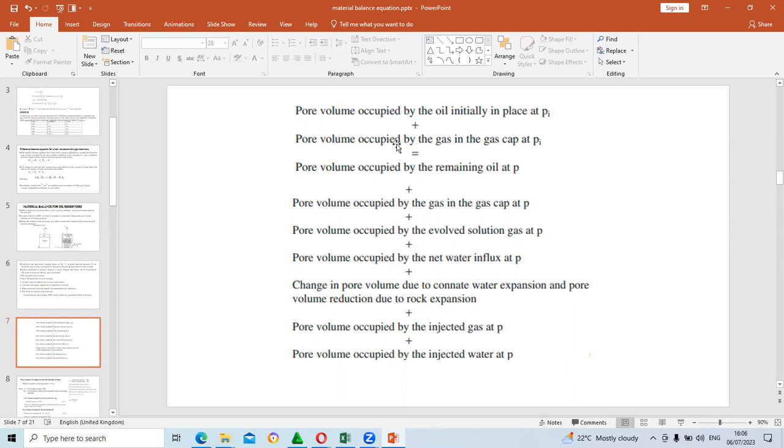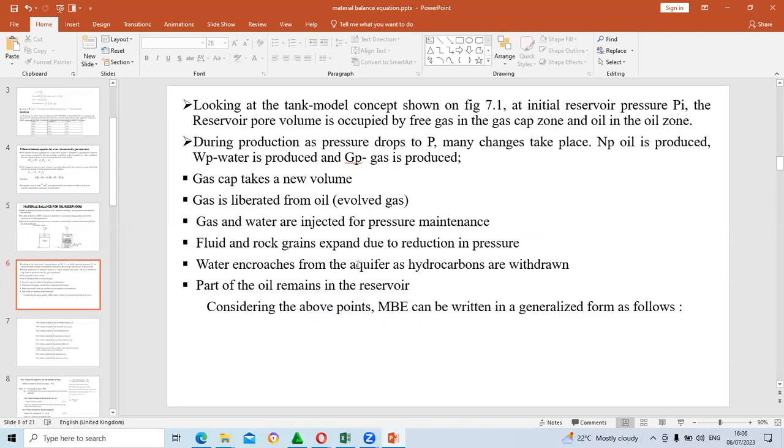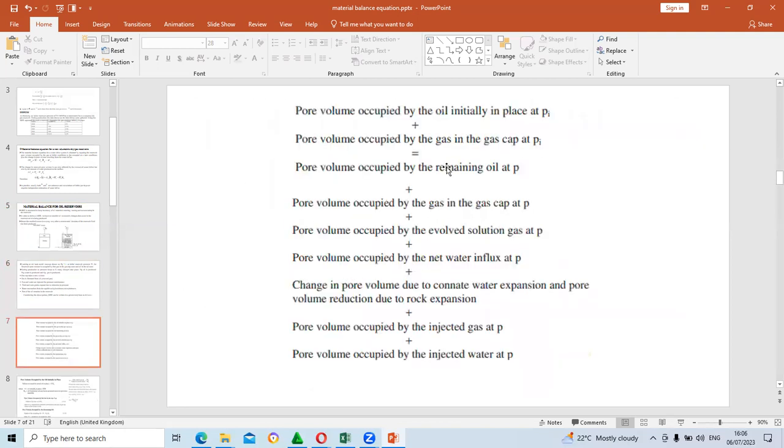Then we are talking of pore volume occupied by gas initially in place. Initially, we have just oil and gas. But after the drawdown, we have pore volume occupied by the remaining oil, pore volume occupied by the gas in the gas cap, because there was already a gas cap there. So we have pore volume occupied by the evolved solution gas. I already explained when the oil is dropping below its bubble point.